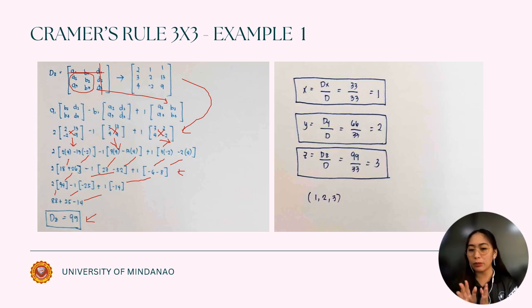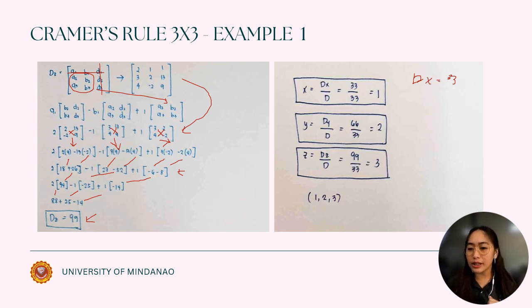So now that our D sub x, D sub y, and D sub z are all complete, we can now solve for our solution x, y, and z. So our D sub x here, okay, D sub x is 33. Okay, so I won't write anymore. So 33 divided by 33, that's 1.